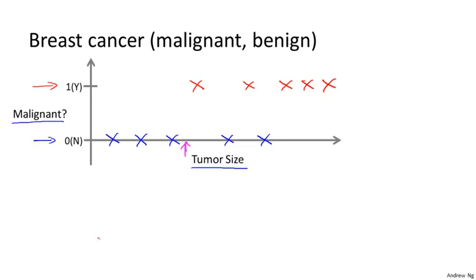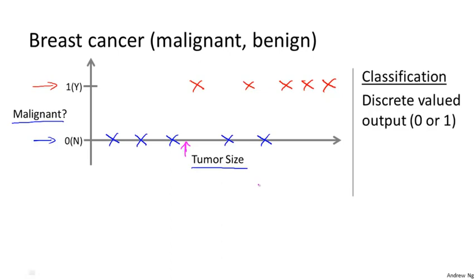The machine learning question is, can you estimate what is the probability, what is the chance that the tumor is malignant versus benign? To introduce a bit more terminology, this is an example of a classification problem. The term classification refers to the fact that here we're trying to predict a discrete valued output, 0 or 1, malignant or benign.